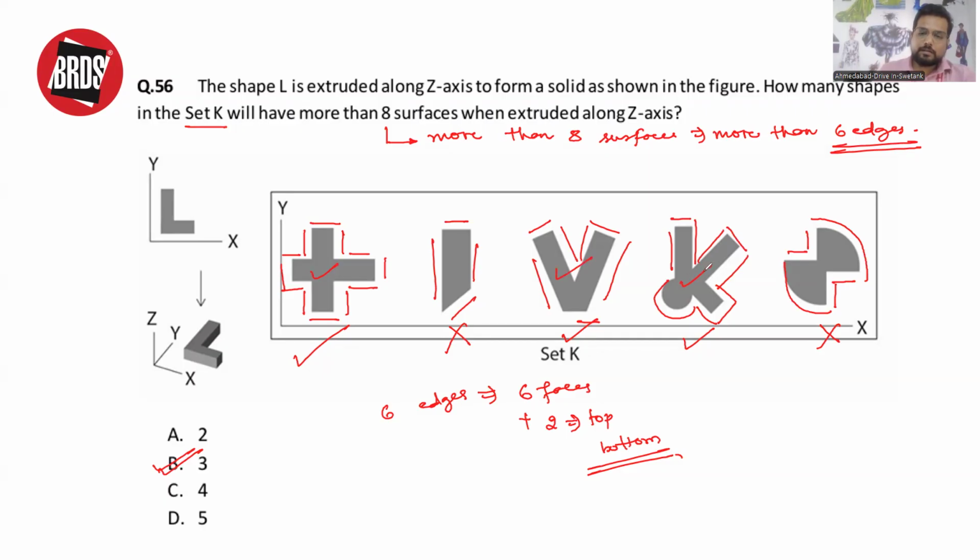This one, and this one. Okay. Only 3 figures are there, which are going to give me more than 8 surfaces. Okay. Clear? So I do hope you may have got the answer for this question number 56. Okay, moving ahead on to the next question, question number 57.